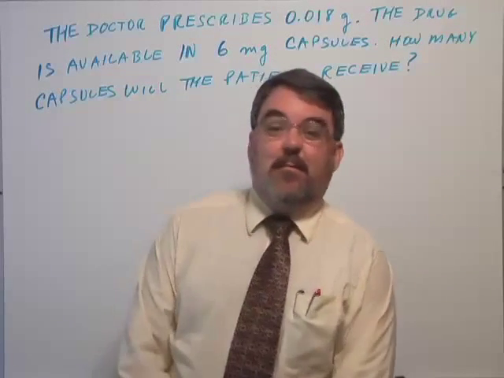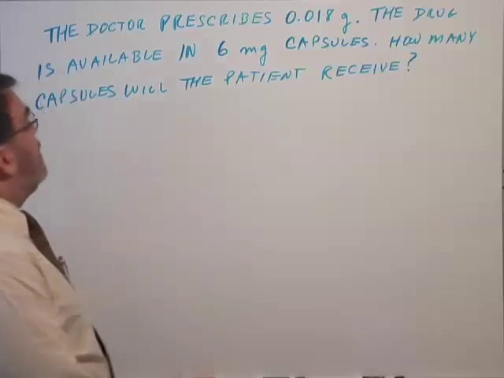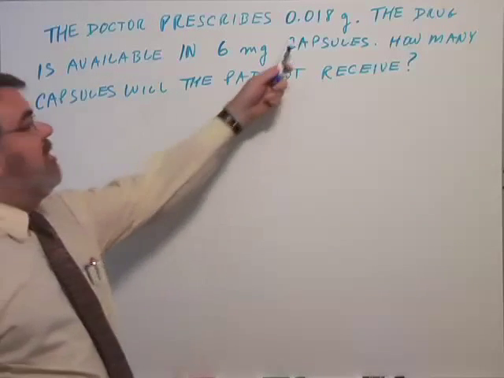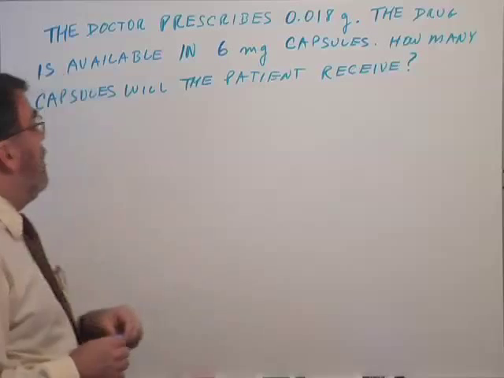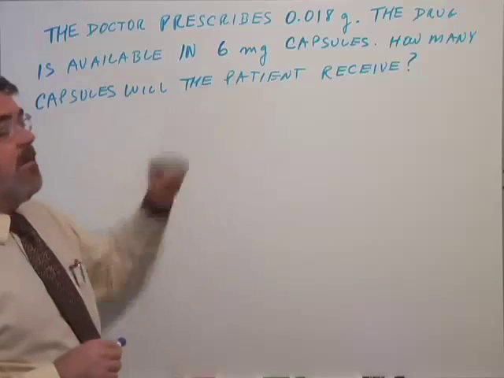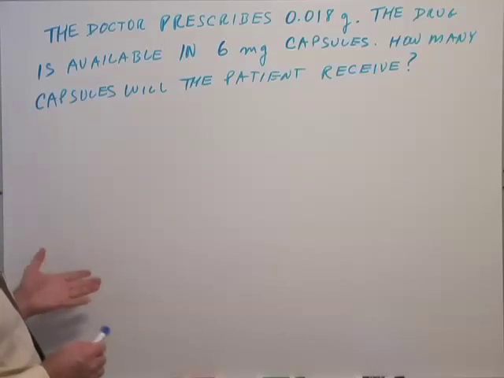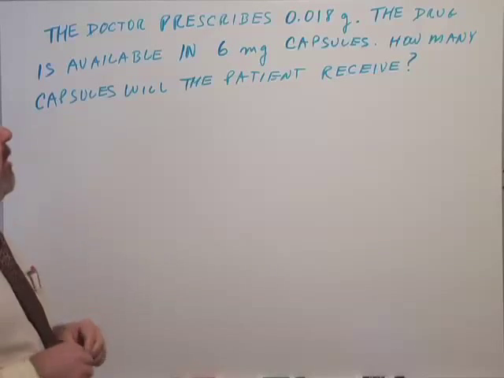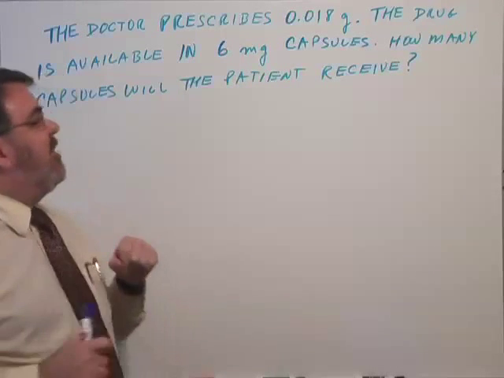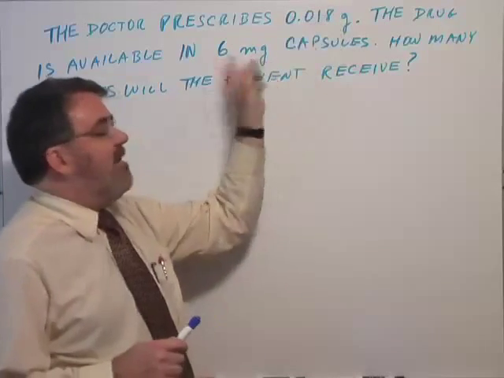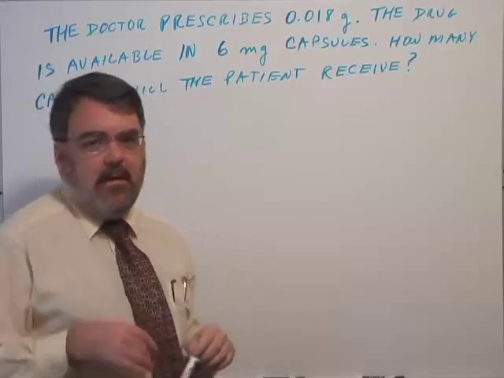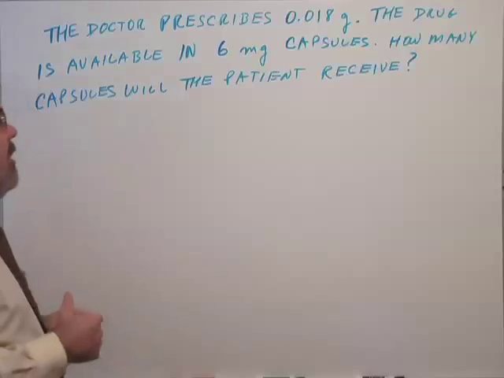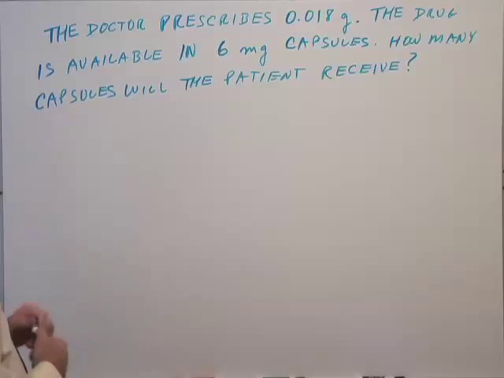This next example is a little more complicated. The doctor prescribes 0.018 grams. The drug is available in 6 milligram capsules. Now, how many capsules will the patient receive? Alright, well, what's going to make it a little more complicated is that the order is in grams, but the capsules are in milligrams. So this is going to lead to an extra calculation, extra conversion.